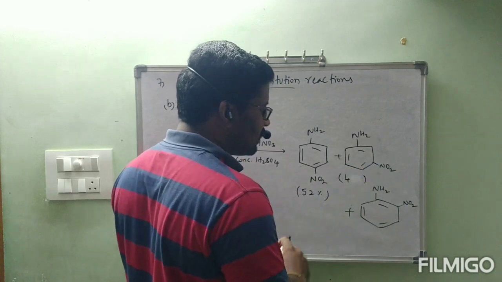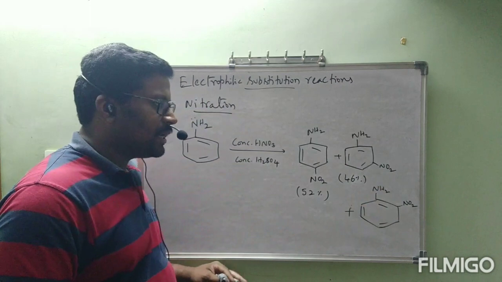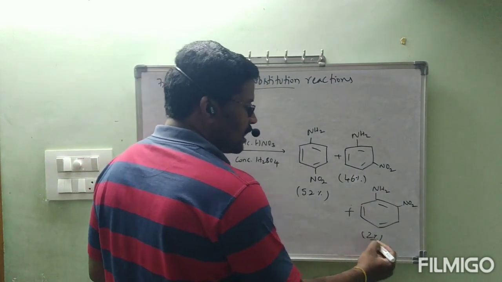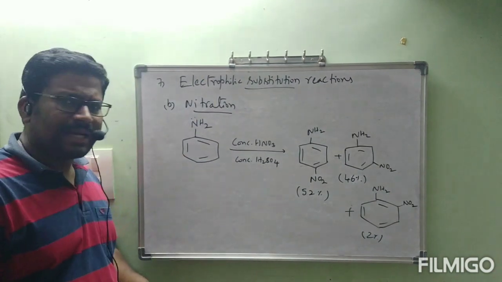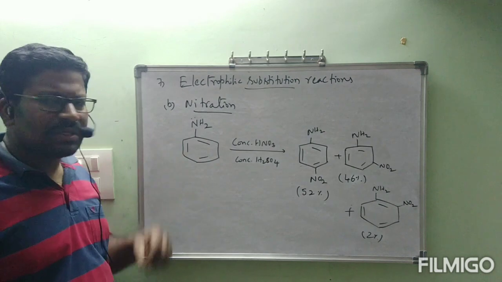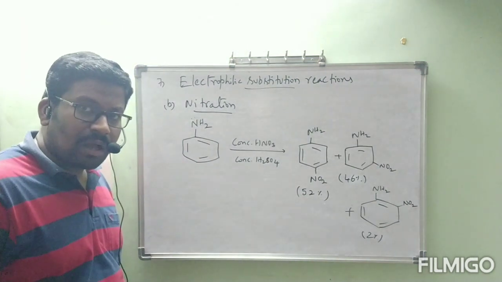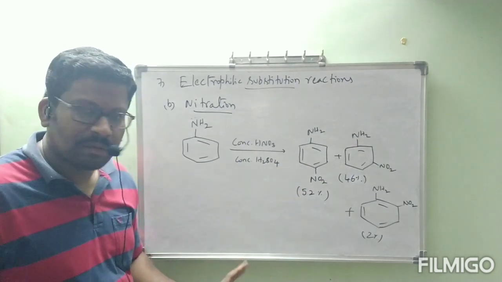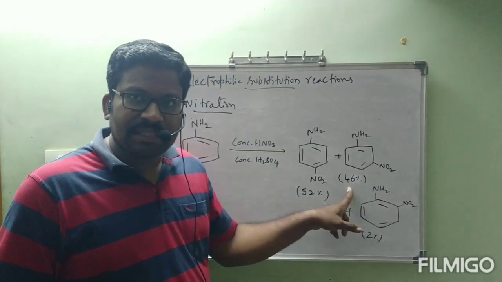47 or 46% of meta-nitroaniline we will get. The remaining 2% we will get is ortho-nitroaniline. NH2 is an electron donating group, and an electron donating group is an ortho-para directing group. So we will get para product, 52%, that is okay. Ortho product 2% and meta product we got 46%.